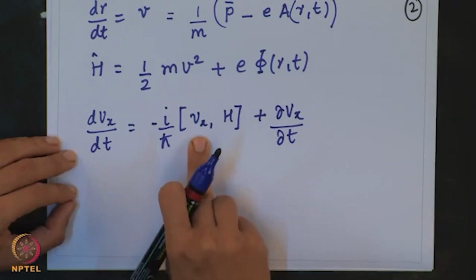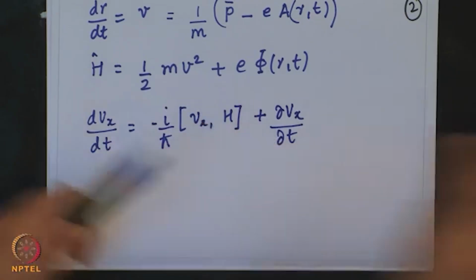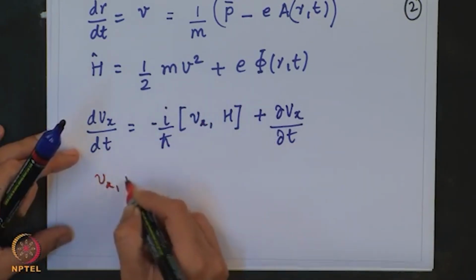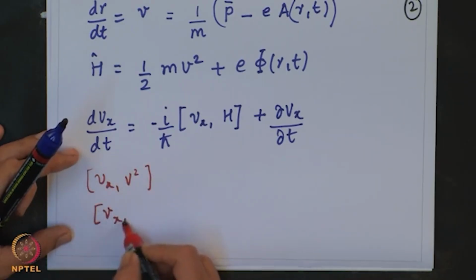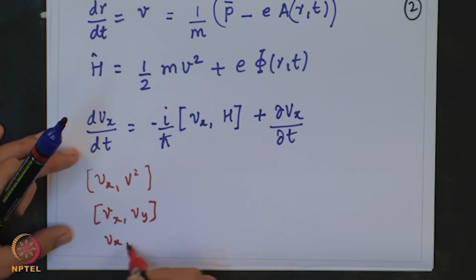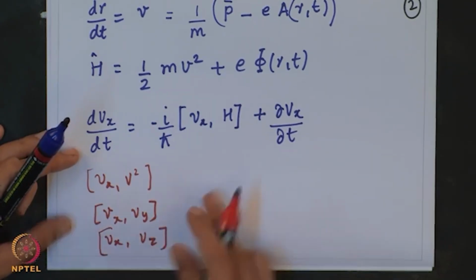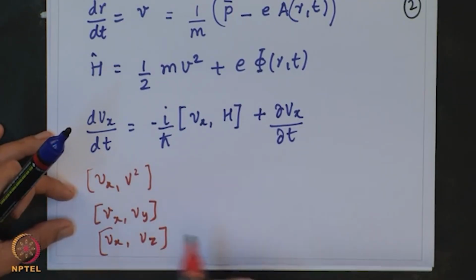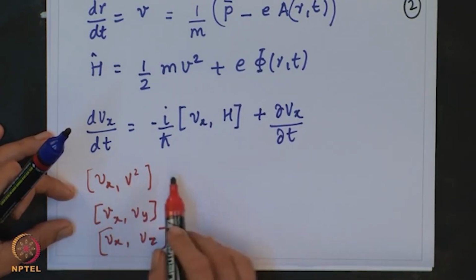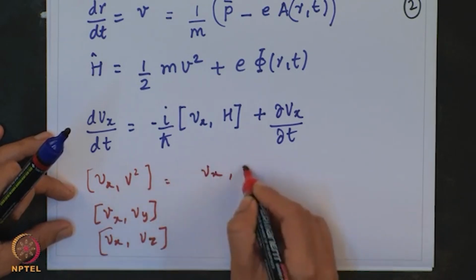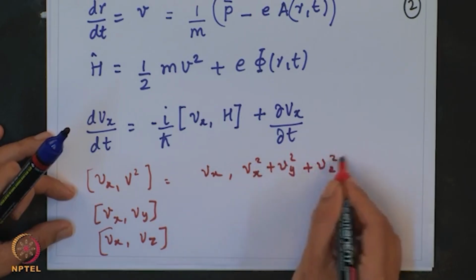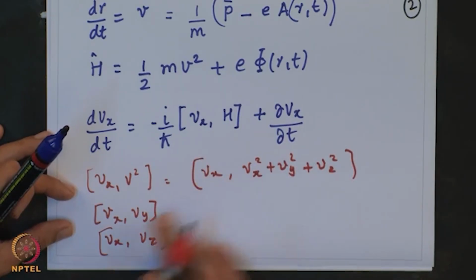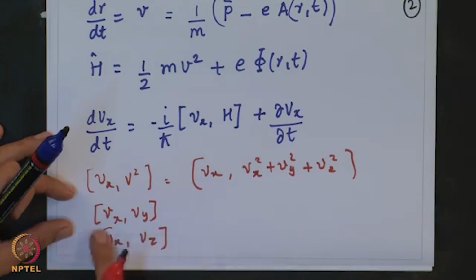For this you just look carefully here, you have to evaluate a few things. That is V_x and V squared. This means you have to evaluate what is [V_x, V_y] and what is [V_x, V_z]. V_x will not contribute. Okay. So, V squared can be written as V_x squared plus V_y squared plus V_z squared, correct. That means you have to evaluate V_y squared and V_z squared. So, that means you have to evaluate this.